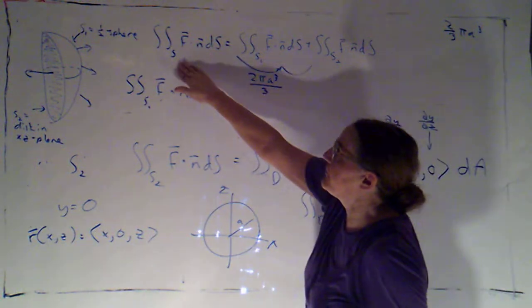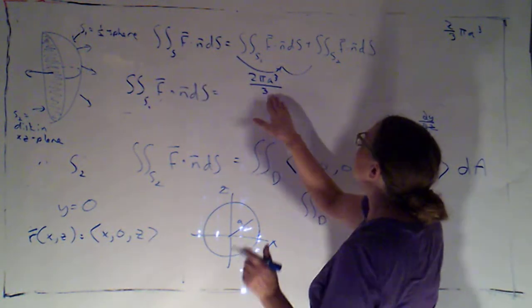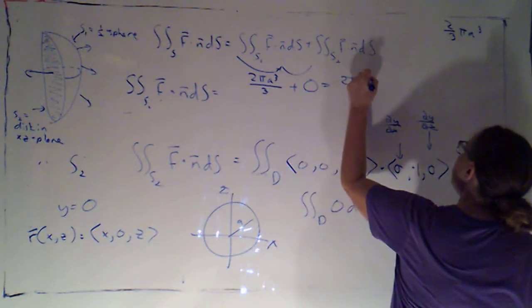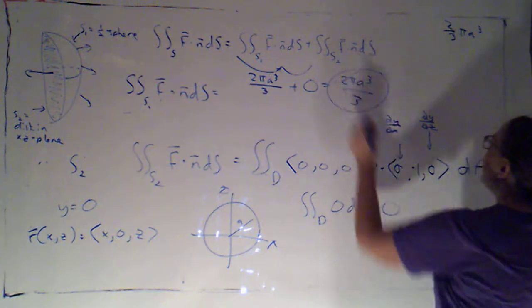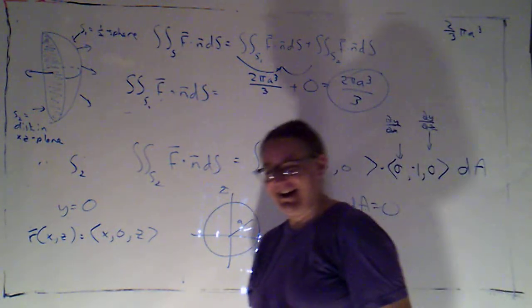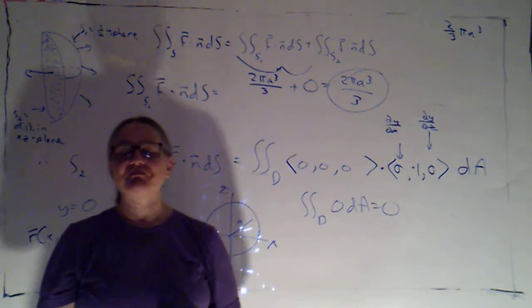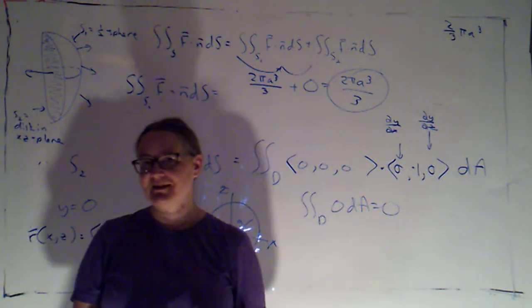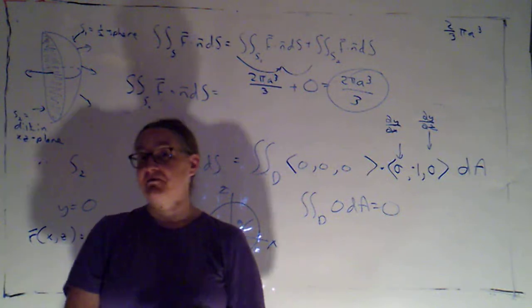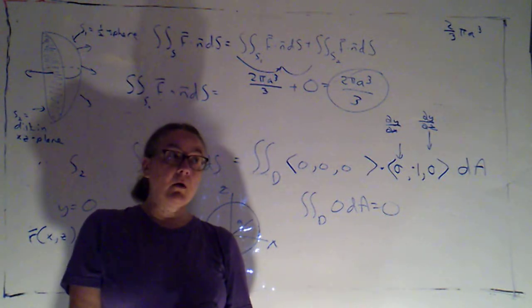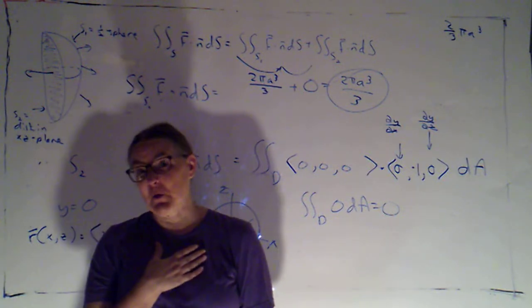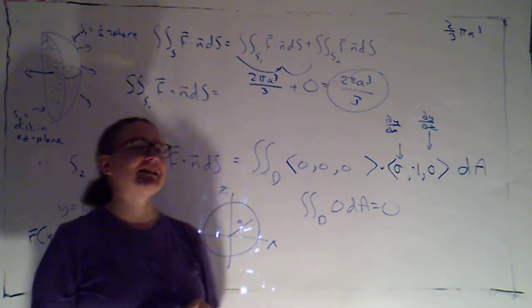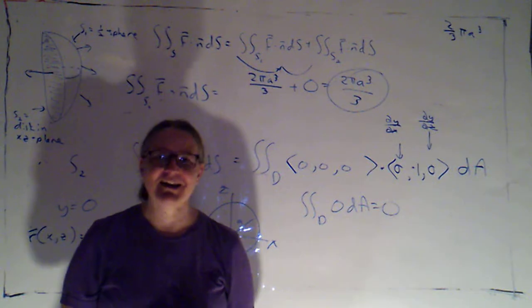So the integral over S, the two-part boundary, is 2 pi a cubed over 3 plus 0, which is 2 pi a cubed over 3, which is in fact what we got when we used the divergence theorem. Again, this is a problem where the only reason I would actually do this as a surface integral is because it's fun to get extra practice, or because your teacher told you to, said do this problem both ways. Okay, definitely easier to use the divergence theorem in a problem like this.